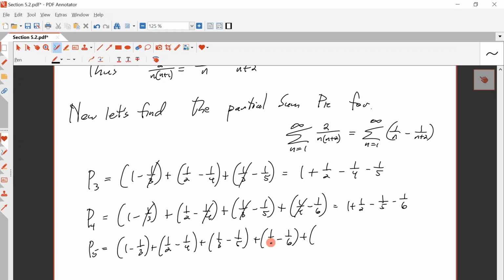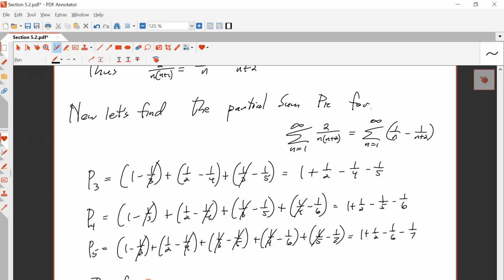Plus the term for n equal to 5, which is a fifth minus a seventh. So plus minus a third plus a third, minus a quarter plus a quarter, minus a fifth plus a fifth. So I'm left with 1 plus a half minus 1/6 minus 1/7. All right, so in each of these partial sums, can we say what pk is now?